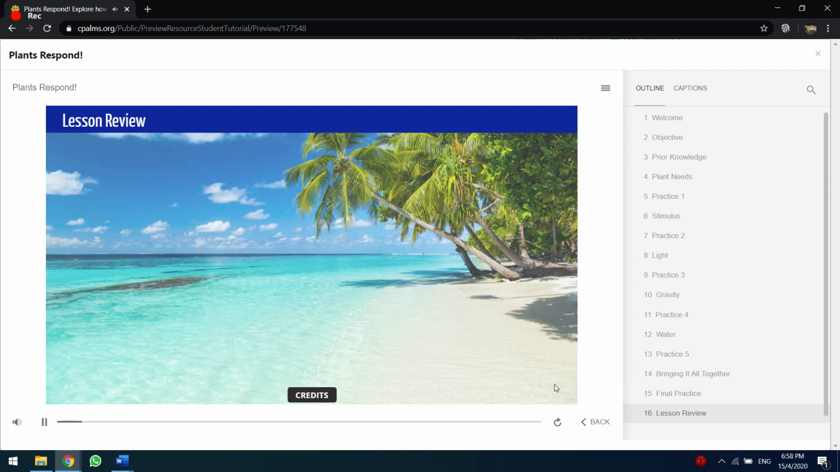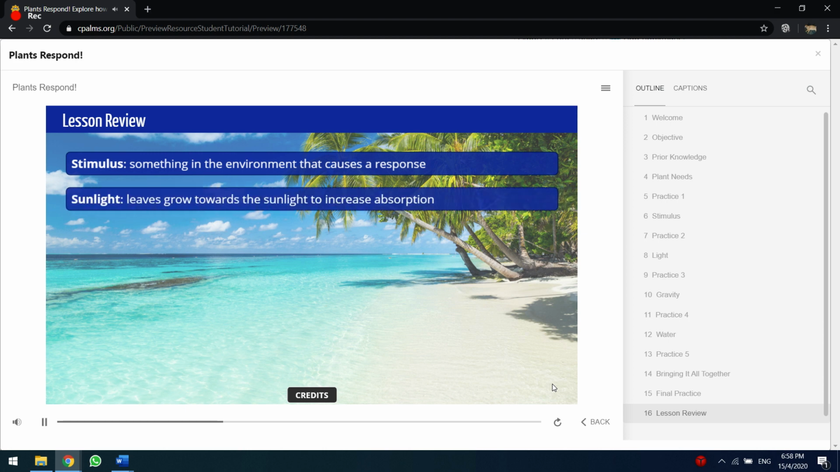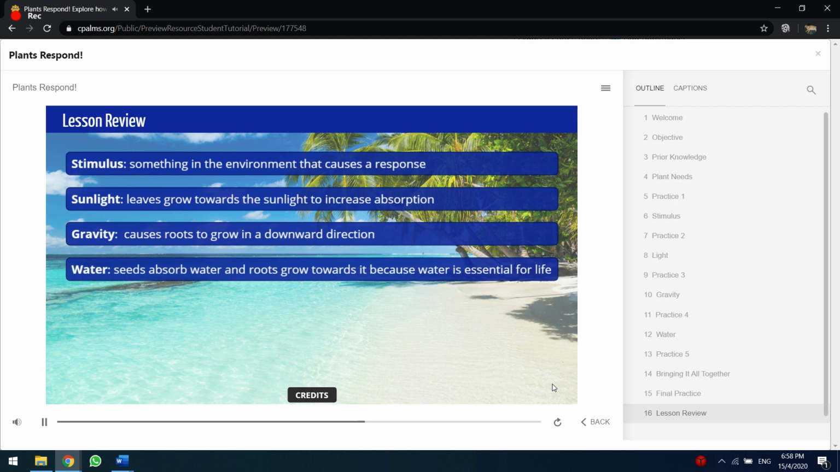Let's review the main points we've learned about how plants respond to stimuli in their environment. Plants need several things to survive. Many of these things act as a stimulus and cause the plants to respond. Plants will grow towards sunlight so that they can absorb as much light as possible. Gravity will cause roots to grow in a downward direction. This downward direction will increase the chances that the roots will run into water. Water, another stimulus, will encourage more growth in the roots so that the maximum amount of water can be absorbed. Being able to respond to these stimuli helps ensure the survival of the plant.